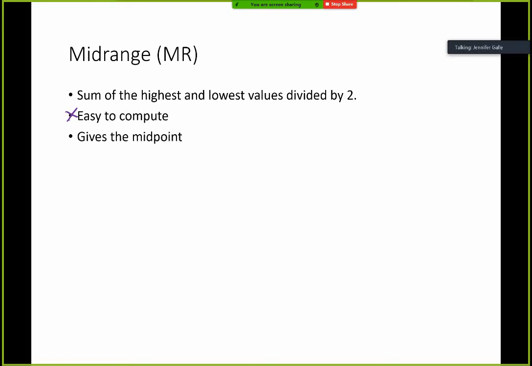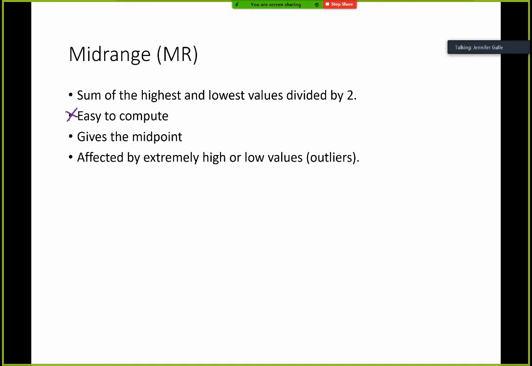It does give us that midpoint. If you're talking about a class, it will be titled midpoint. But when you're talking about the entire data set, it's referred to as your mid-range. I wanted to throw that in there, that it gives you the midpoint, because we just computed midpoints, and that's exactly what we did. We added the highest and lowest class limits. We divided by 2.